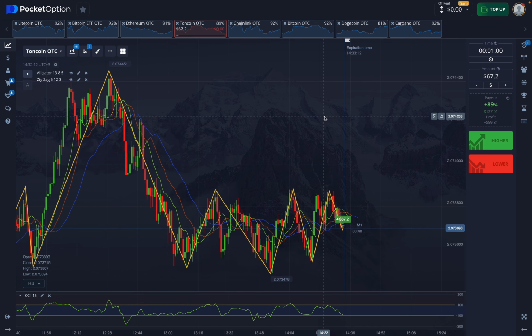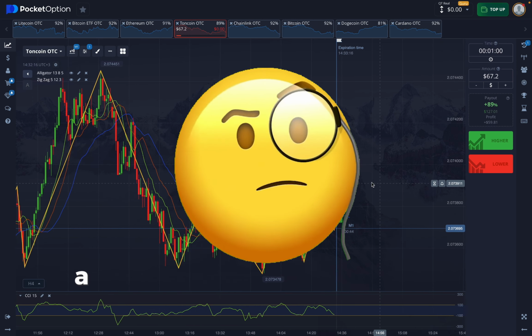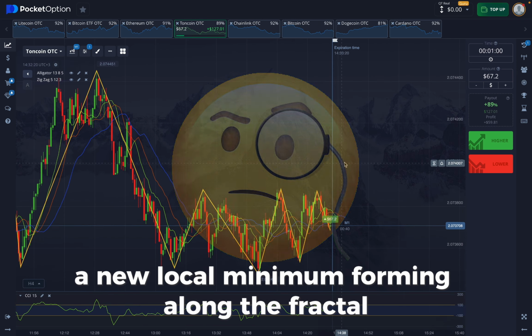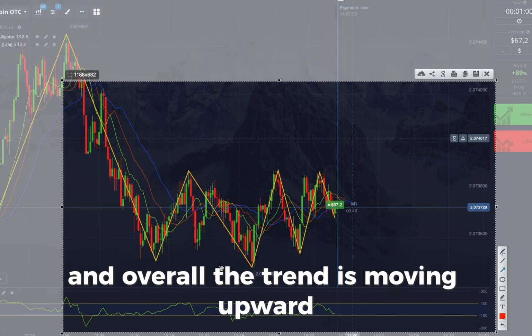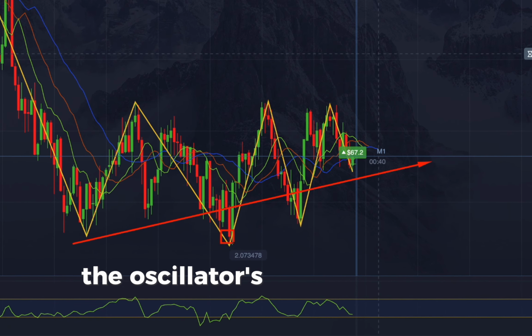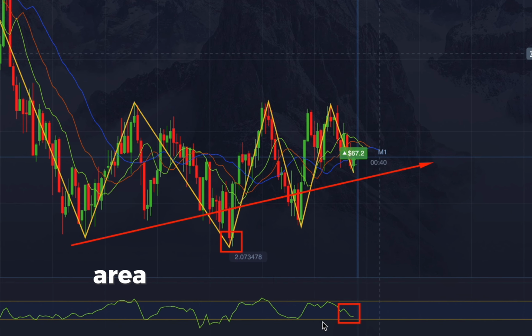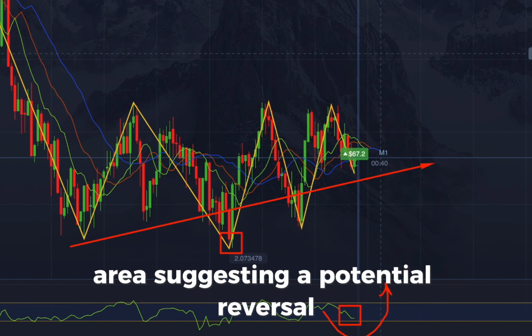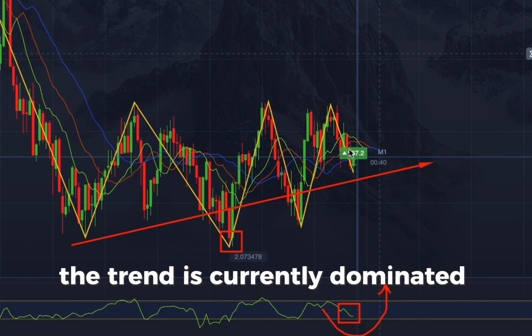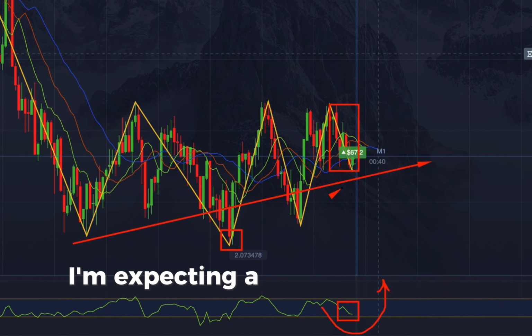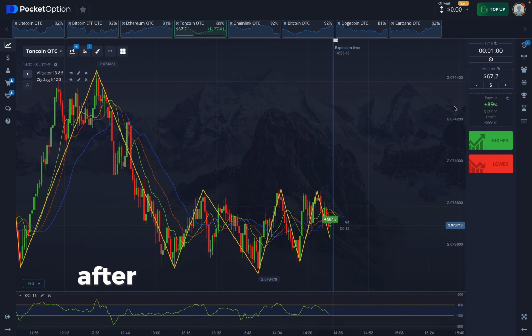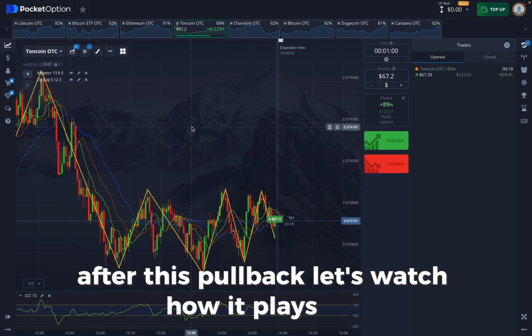Here, I prefer to open a position to go long. I noticed a new local minimum forming along the fractal, and overall the trend is moving upward. After this structural minimum, the oscillator's moving line is nearly in the oversold area, suggesting a potential reversal. Given that the trend is currently dominated by rising volumes, I'm expecting a continuation of the upward movement after this pullback. Let's watch how it plays out.